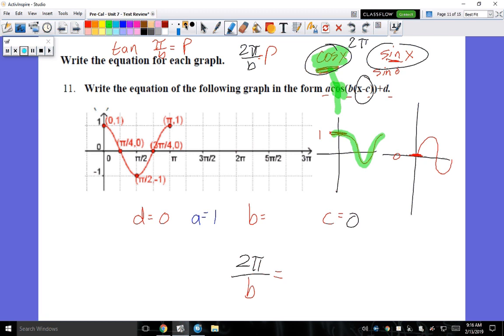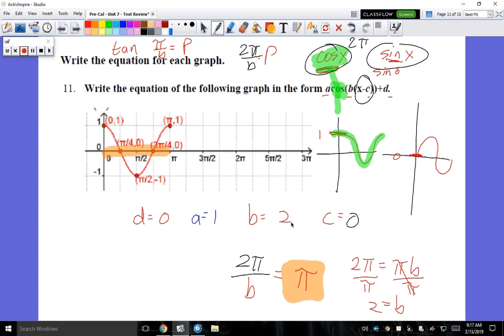actual graph. So let me color coordinate this a little bit better. So we want to know from the beginning of the graph to the end, that right there is showing that it's pi units long. So if I solve for B, I'm going to multiply both sides by B, and I'm going to divide both sides by pi. So it looks like B is 2.